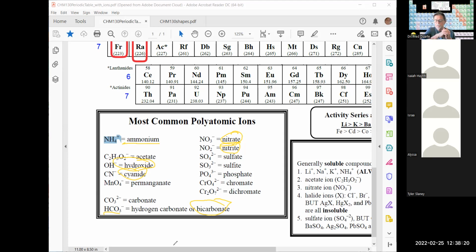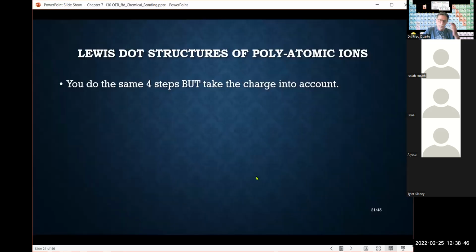They also have a configuration that we can determine using the same process that we did. The only difference is we're going to add or subtract a number depending on their charge. We're not adding or subtracting ions. We're accounting for the fact of the charge. So how do we decide whether to add or subtract? Well, it depends on the charge of the ion. We do the same steps as before, nothing new.